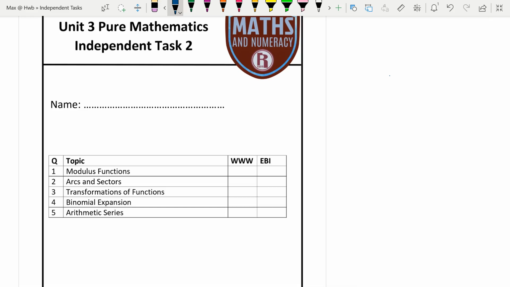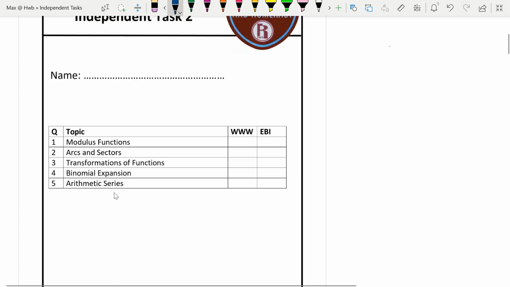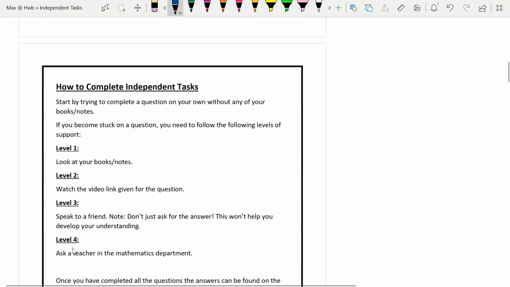Okay, guys, so today we're going to look at Unit 3, Independent Task 2, okay? So you should have already had a go at the 5 questions. Here were the topics we had: modulus functions, arcs and sectors, transformations of functions, binomial expansion, and then arithmetic series, okay? So you should have already had a go at this and then got onto a certain level of support.